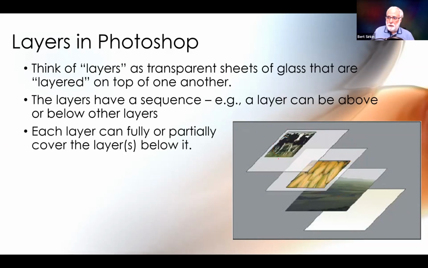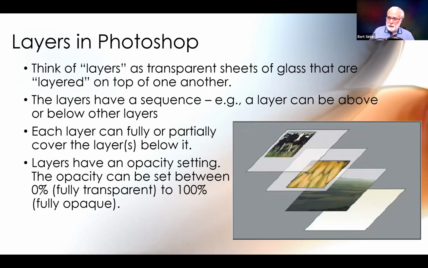Each layer can fully or partially cover the layer below it. Layers can be partially transparent, so you can have 50% transparency on a layer, so you can kind of see through it. Each layer has an opacity setting, which can be set between 0, which is fully transparent, in other words, you can't see anything on it, to 100%, which is fully opaque.